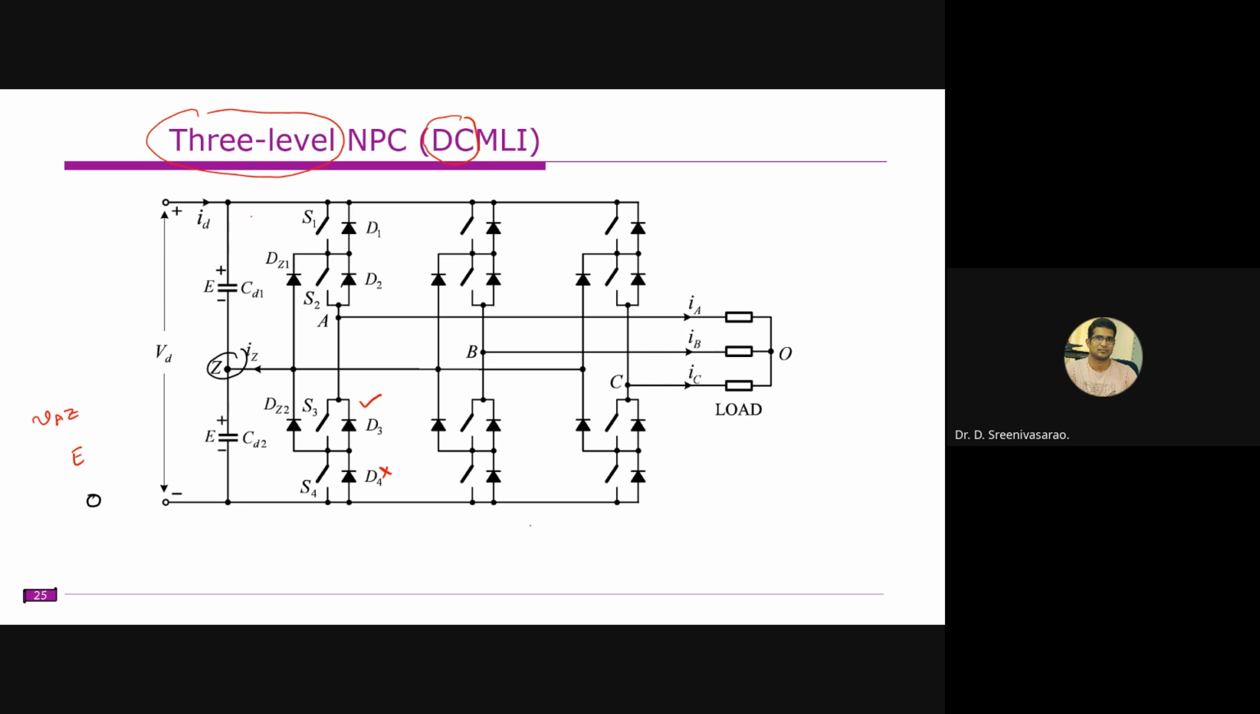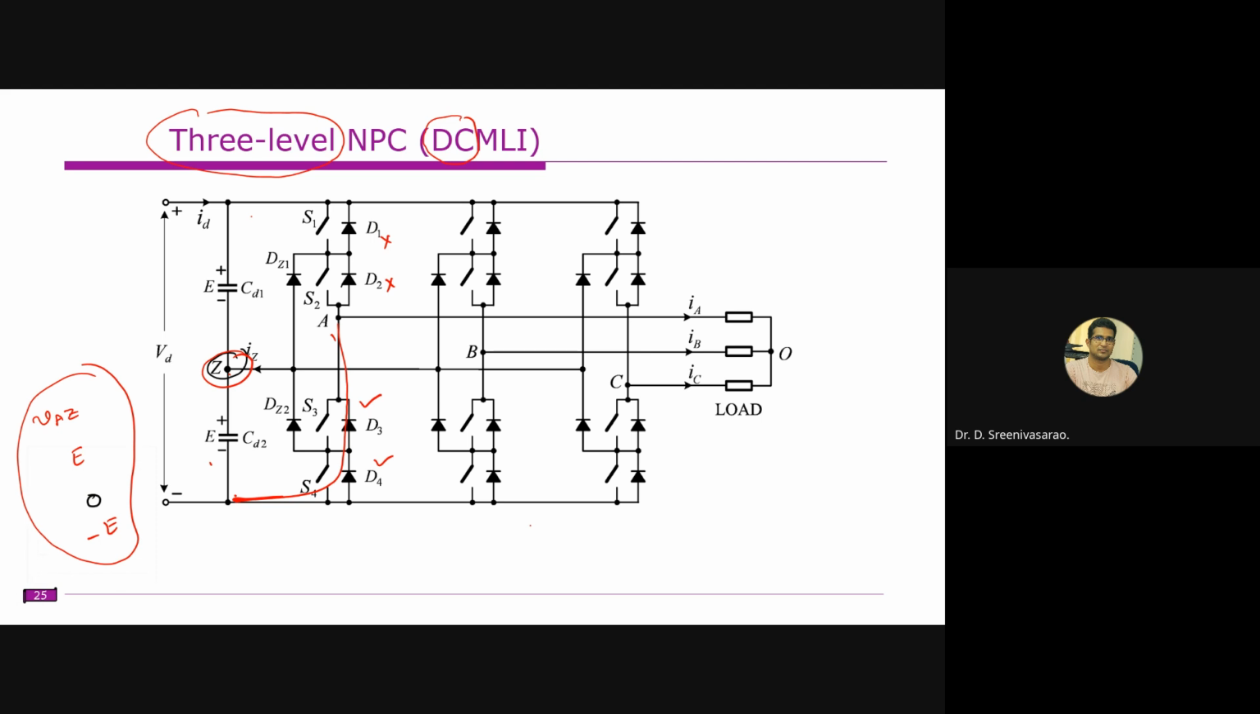Now these two switches are off, like this is off and this is also off. So these two bottom switches will be on. Now A is directly connected to the negative DC bus, and if you measure the voltage between A and Z, you will get minus E voltage. So this is how you will get three levels in the output voltage.